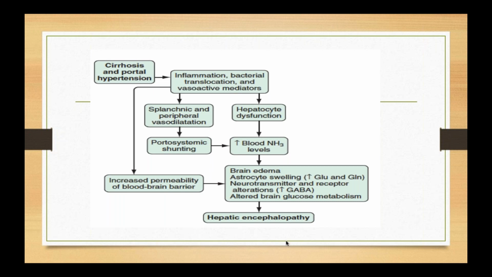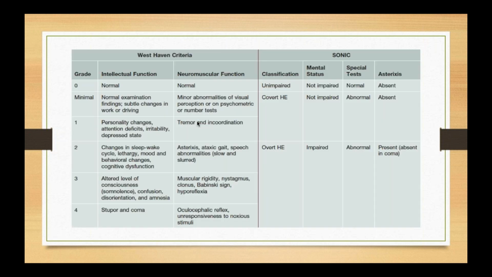So again, why does the HE occur? Because of portosystemic shunting, there is increased blood ammonia level. I told you, because there is vasodilatation and portal hypertension, multiple collaterals form. So sometimes the collaterals are so much that the blood bypassing the liver becomes too much. So the blood ammonia, which was metabolized by the liver, directly reaches the brain. So it causes brain edema, astrocyte swelling, and altered brain glucose metabolism that result in hepatic encephalopathy. It is usually graded into 0 to 4 stages by West Haven criteria we commonly use, but I don't think we require this.